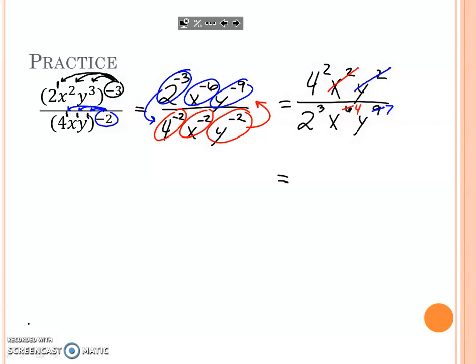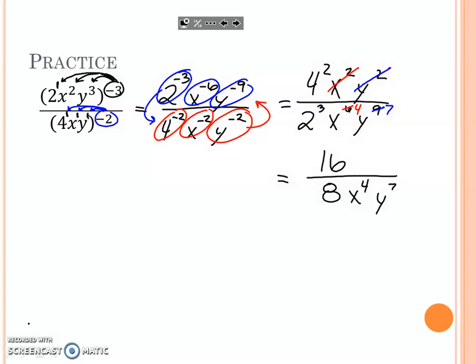Now, what do I do with the numbers? Well, with the numbers, you're going to end up canceling them. But before we can cancel them, I need to know what those equal. So 4 squared, what does 4 squared equal? Well, that's 4 times 4. That gives me 16. Okay? What is 2 cubed? That's 2 times 2 times 2. So that gives me 8. Okay? So I've got a 16 over an 8. I have an x to the 4th. I have a y to the 7th because I was ready to cancel those x's and y's.